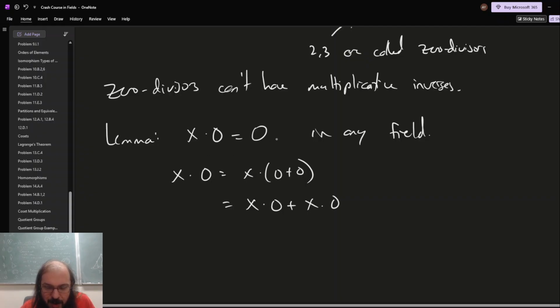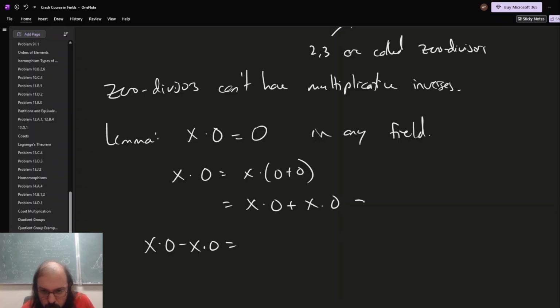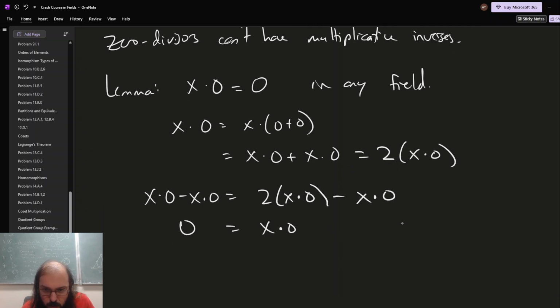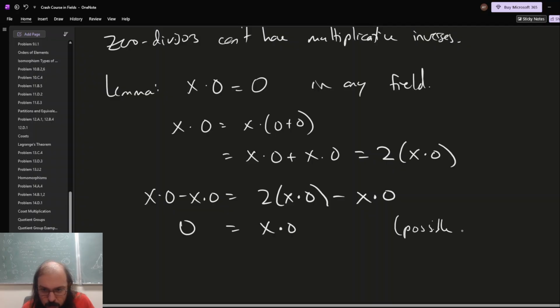That's embarrassing. x times 0 is 0 because I use the distributive property here, and now I don't know what x times 0 is, but I can subtract an x times 0, and of course anything minus itself is 0. So x times 0 is 0, which is what I wanted to prove. So possible yikes, but proof complete anyway.